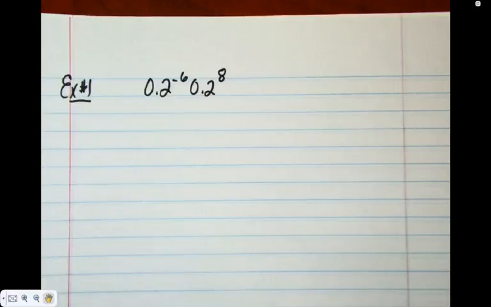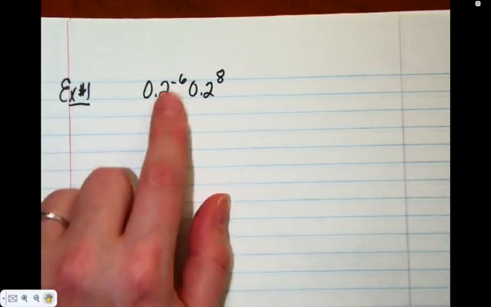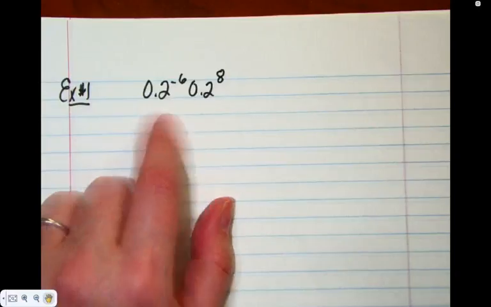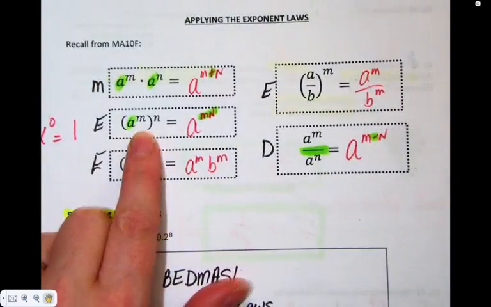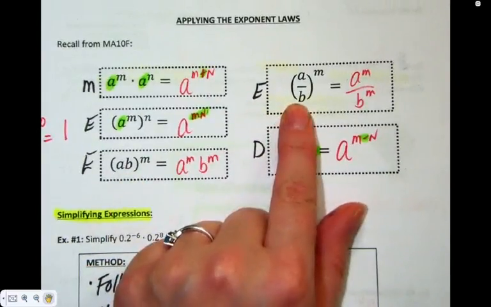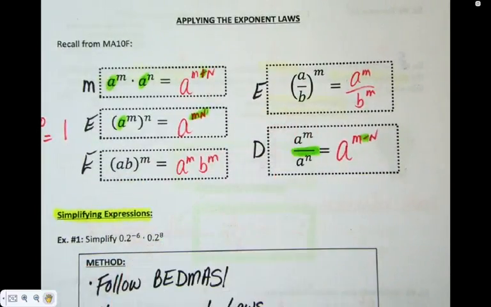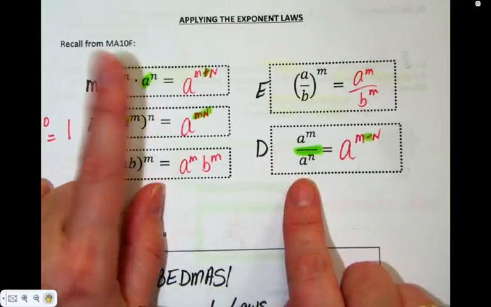Bedmass, what comes first? Brackets. Are there any brackets? Nope. What comes after brackets? Exponent. Can I do anything with this negative 6? Okay, so you can flip to here. Does it look like this? Does it look like this? Does it look like this? That tells you there's no E steps. What comes after E? Multiplication. So now you're looking, does it look like the first law or like the last law? It looks like the first law.